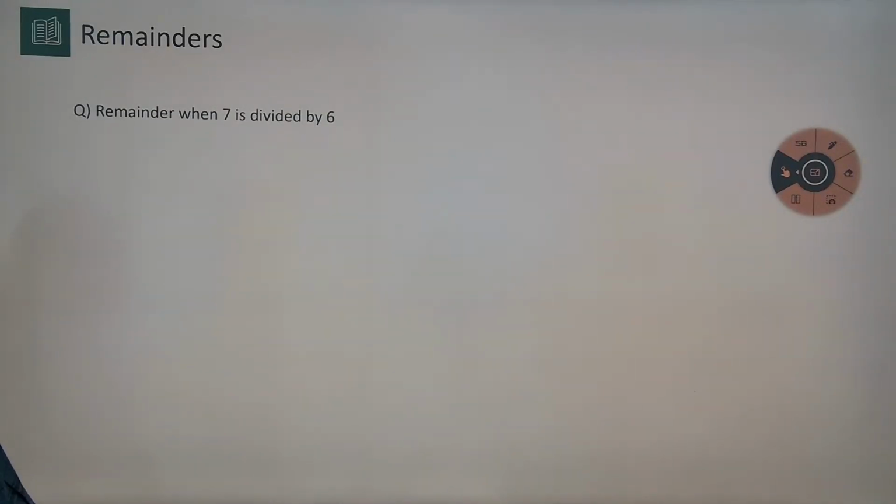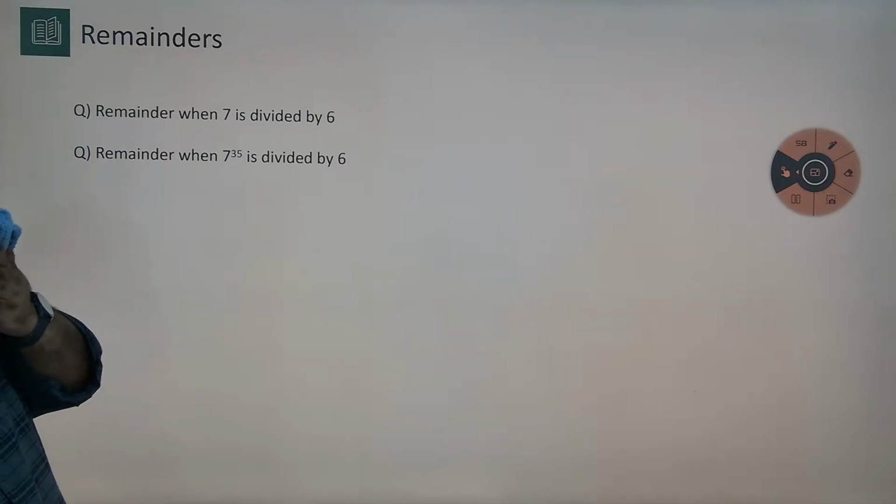So whatever we've done till now, the remainders behaving as dividends, the concept of negative remainder we'll now use to solve questions, and with every question increase a step. So what is the remainder when 7 is divided by 6? This is a difficult question. Remainder 1. And therefore, if I say what is the remainder when 7 raised to the power 35 is divided by 6?